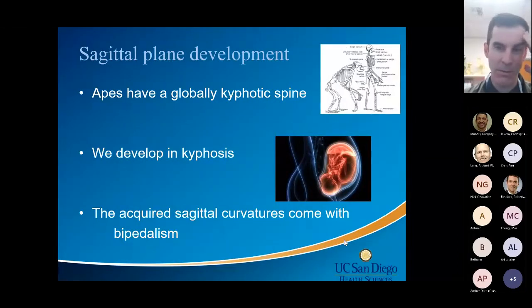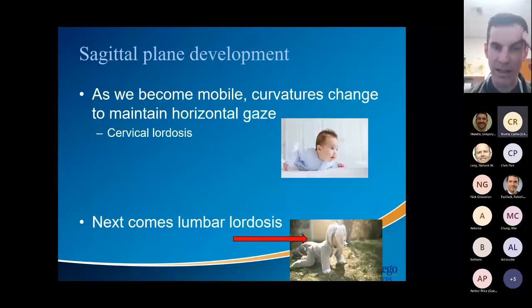And we're not too far removed from the apes, but one of the differences is that we have bipedalism. Much like apes, we develop in kyphosis. So the sacrum is in kyphosis, the lumbar spine is in kyphosis, the thoracic spine is in kyphosis, and the cervical spine is in kyphosis. And only when we develop bipedalism and continue skeletal growth to maturity do we finalize our secondary sagittal planes. So as we become mobile, the curvatures change.